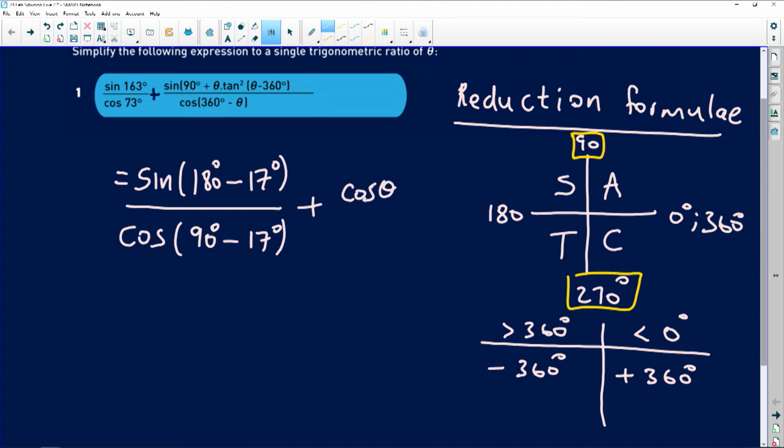And then the second one has got the tangent, guys. The tangent squared of theta minus 360. Now, because of the square, I don't care in which quadrant this angle lies. I'm just going to simplify it to exactly tan squared of theta. It's going to be positive because anything squared will always be positive. On the denominator, I've got cos of 360 minus theta. That angle lies in the fourth quadrant, and in the fourth quadrant, cosine is positive.